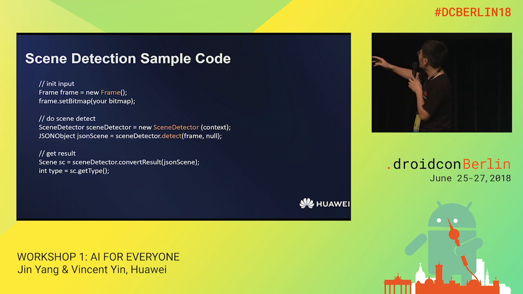And then we do the AI logic. You know, it's a scene detector. We just create a scene detector and then detect, that's all. So this is why we are really simple. And then you get the result. That's all.